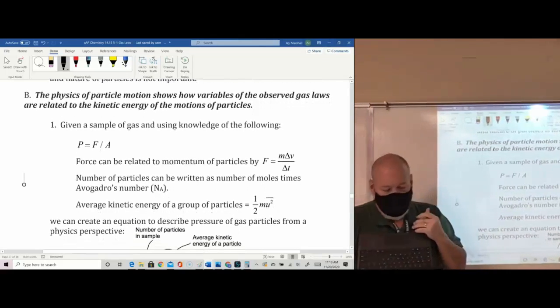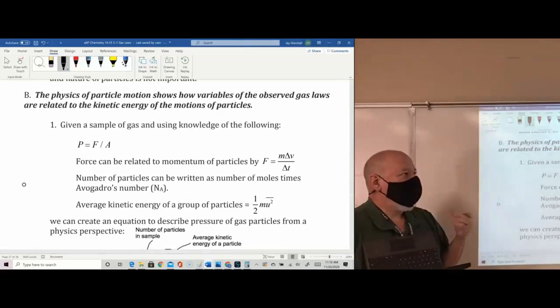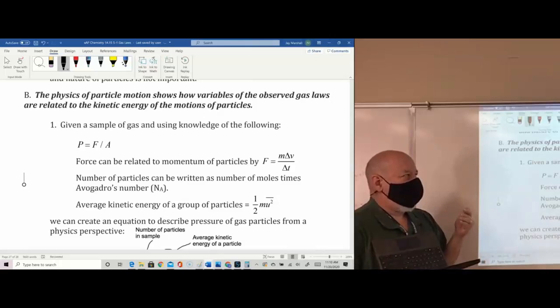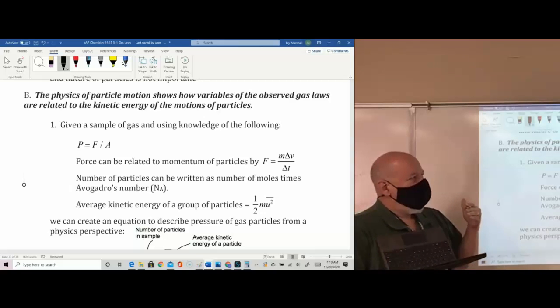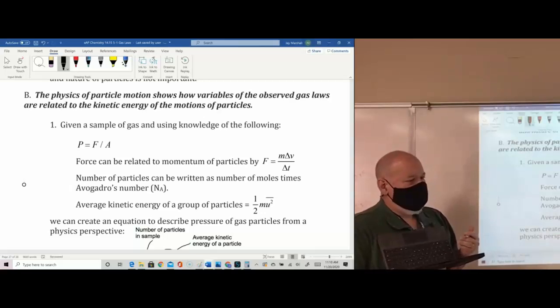Okay, so one of the things that we want to do is connect now the pressure and volume and temperature and particle aspect of the gas laws to the kinetic energy. How does the understanding of kinetic energy explain why these gas laws work?